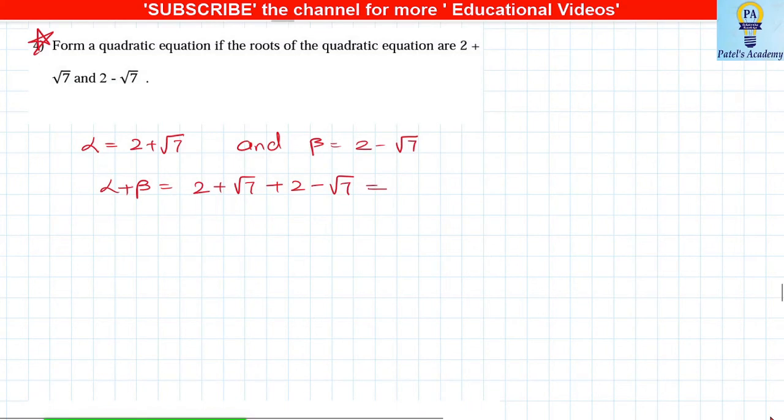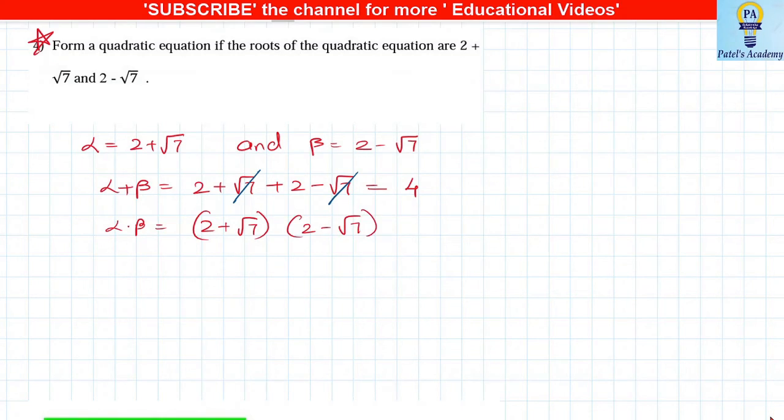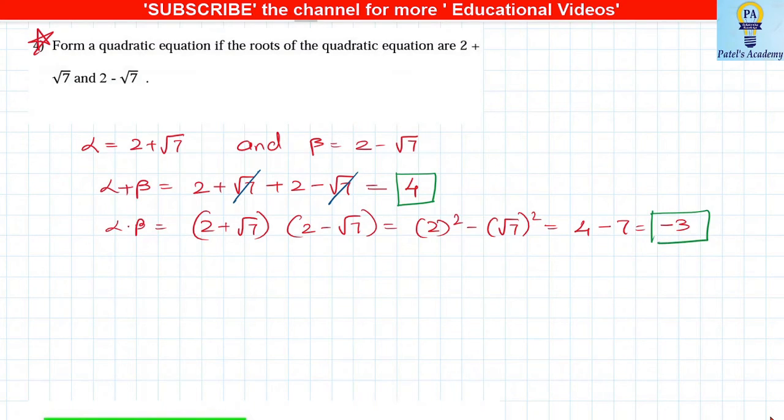So when I do this, what I see is root 7 minus root 7 will cancel, so I get 2 plus 2 as 4. Next is alpha into beta, that is 2 plus root 7 into 2 minus root 7. Here we are using identity a plus b, a minus b, so that is a square minus b square. 2 square is 4, root 7 square is 7, 4 minus 7 is minus 3. So now I have the value of alpha plus beta as 4 and alpha into beta as minus 3.